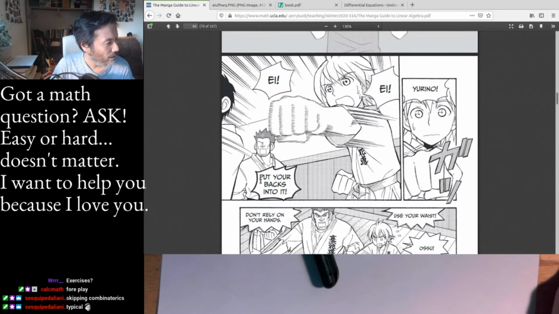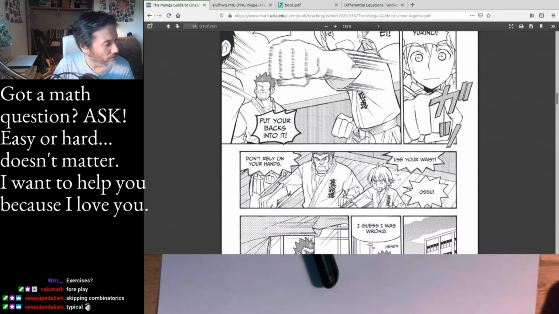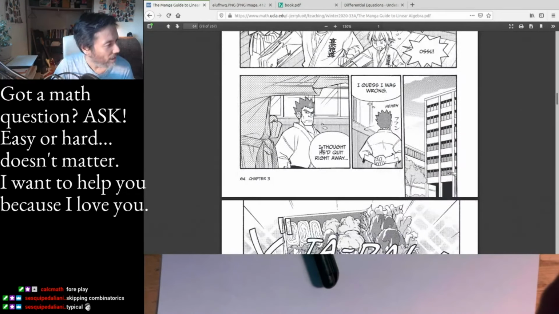Put your backs into it. Yurino, don't rely on your hands. Use your waist. Osu. I thought he'd quit right away. I guess I was wrong.